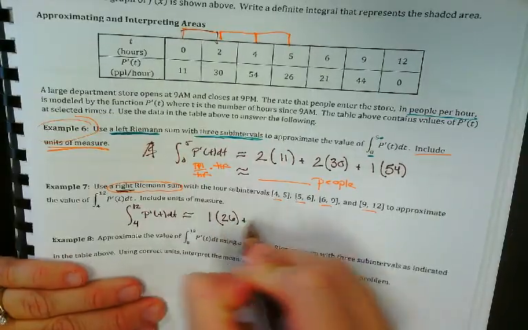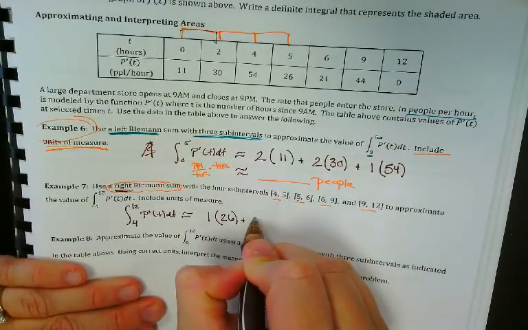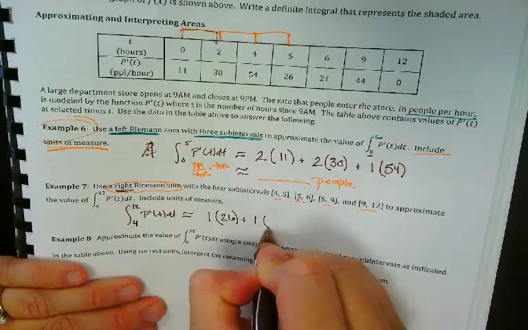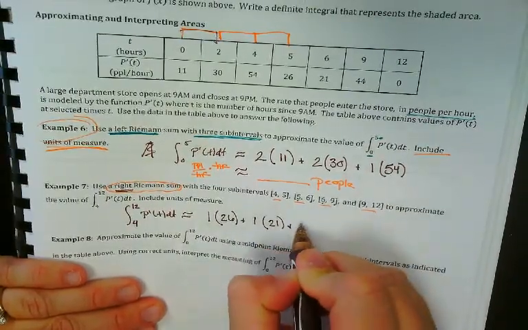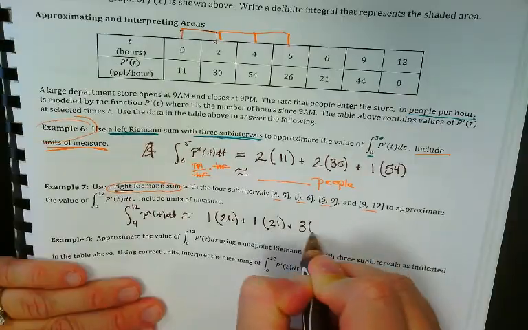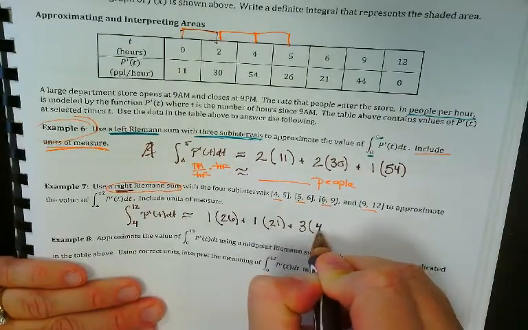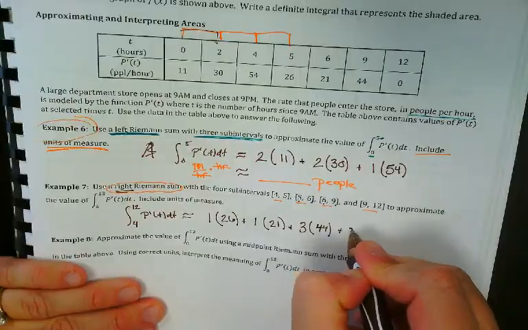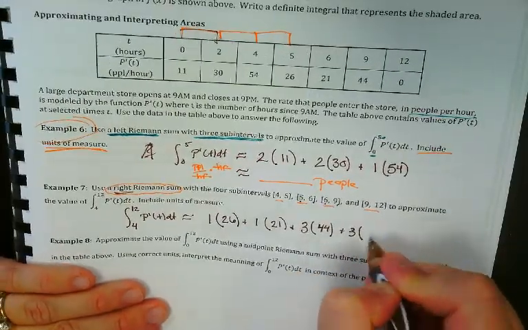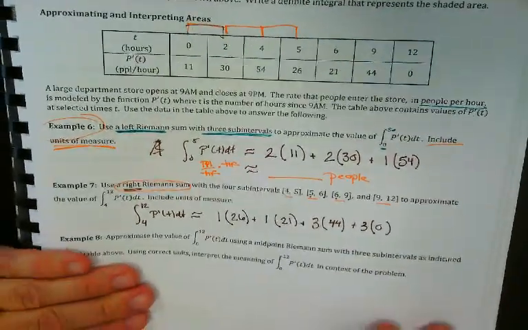26, perfect. 5 to 6, what's our base? 1, height on the right? 21. 6 to 9, that base is 3, height on the right? 44. And then 9 to 12, the base is 3, height on the right? 0. Okay, again, I don't care about the number.